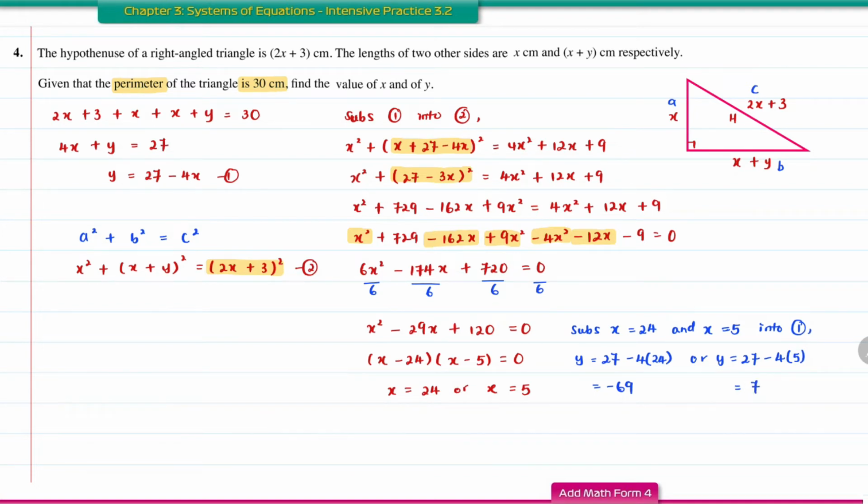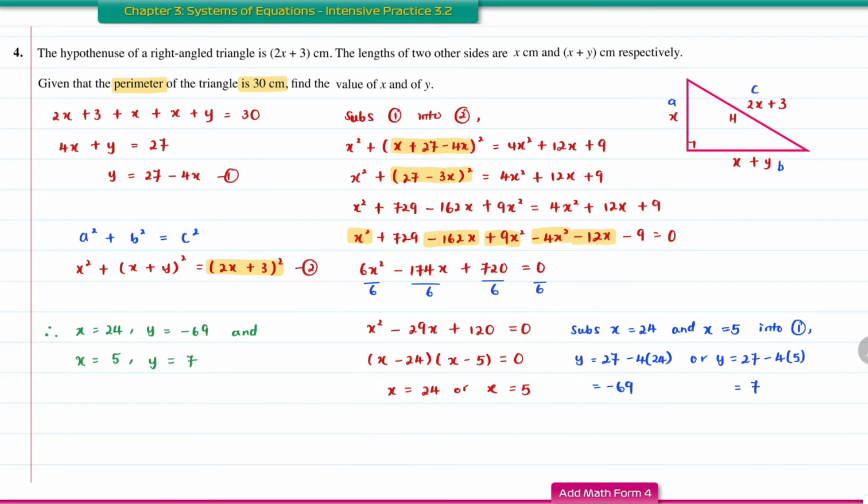All right. So here we have two pairs of answer. So the first pair of answer is when the x is equal to 24, the y is equal to negative 69. And the other one is when x is equal to 5, the y is equal to 7.